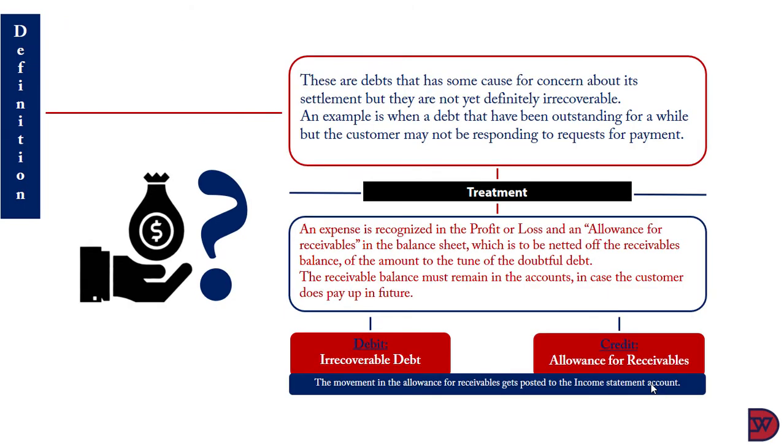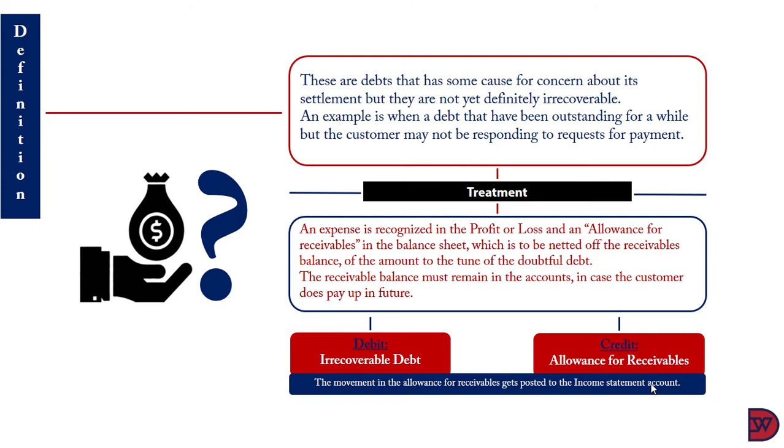Now to the definition. Doubtful debts are those that have some cause for concern about its settlement, but they are not yet definitely irrecoverable. Unlike the irrecoverable debt, the assessment for default here is not certain, but a likelihood, based on prevailing factors or historical experiences, such as a debt that has been outstanding for a while, but the customer is not responding to requests for payment, probably due to some financial difficulties, disputing an invoice or invoices, and/or is refusing to pay for bad service or defective products.